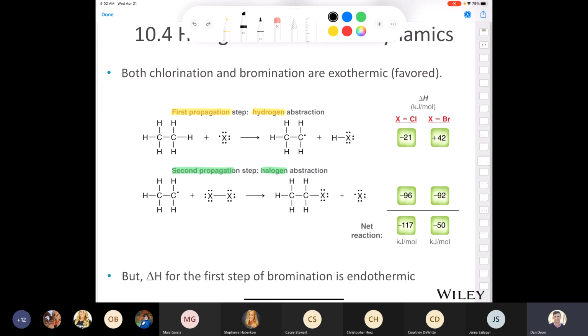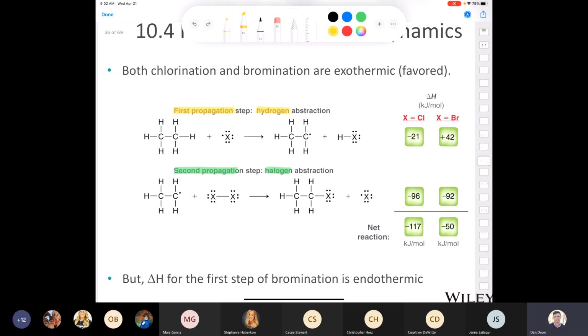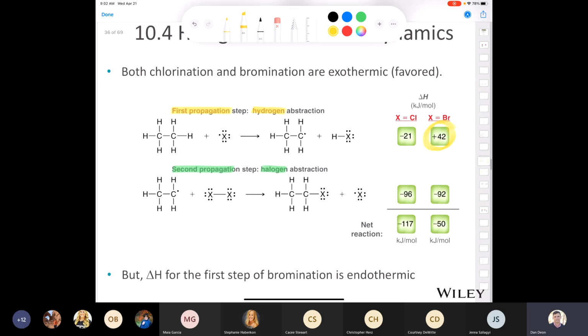Anyhow, what's the take-home message here? What's my point? You're like, oh, Mr. Dion, it's just a bunch of numbers. I don't care. Just get to the important stuff. Well, I am at the important stuff. And the important stuff is, what's the difference between these two mechanisms? If you're kind of asleep, wake up for a second, because I promise you, you're going to understand this if you just hear me out. First step here, exothermic. Second step here, exothermic. In bromination, though, the first step is endothermic. The second step is exothermic.